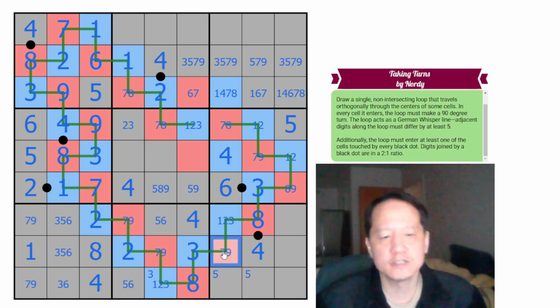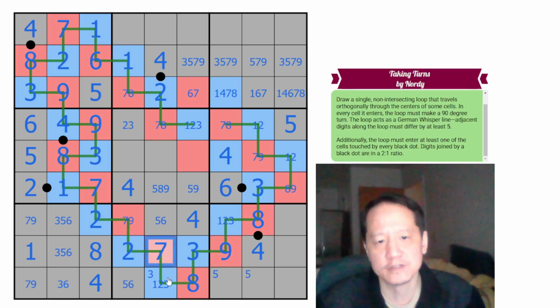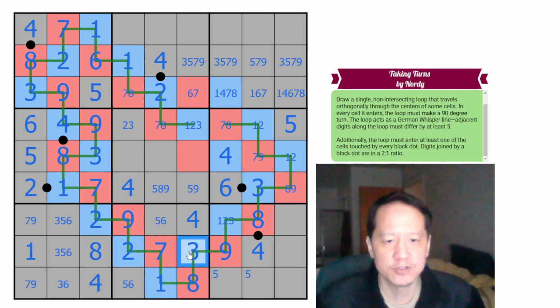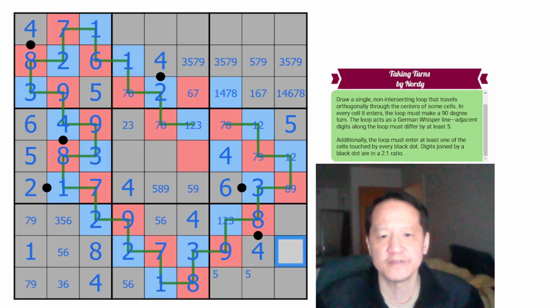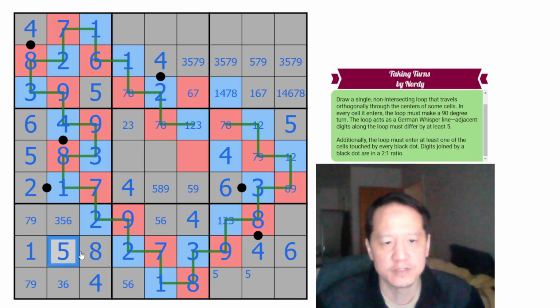3 can only be next to a 9 out of 7 or 9. Therefore, this is 7, which makes that 9. This has to be a 1 because it can't be 2 or 3. This can no longer be 3. This is 5 or 6. This has to be 5 or 6, but it sees that 5, so therefore this must be 6, which makes this a 5. And this can no longer be 5.